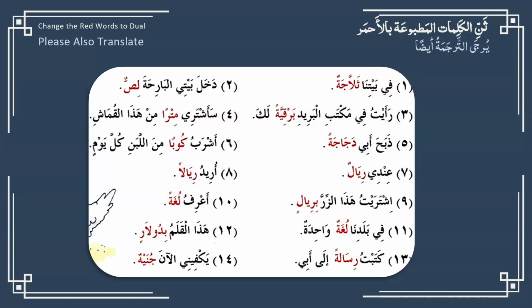يكفيني الآن جنيه. يكفيني now, 1 pound. I'm not sure what يكفيني means. I'm sorry, I don't know what it means. So the word is actually "enough." You're actually right. So 1 pound is enough for me. 1 pound is enough now. Okay.